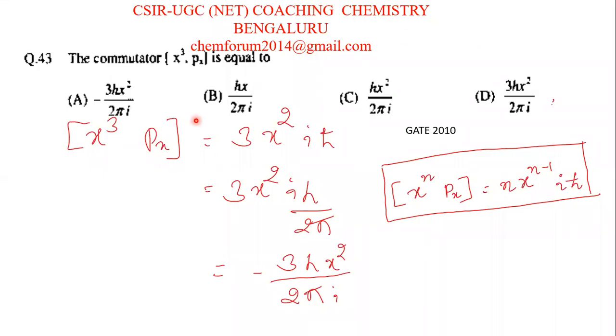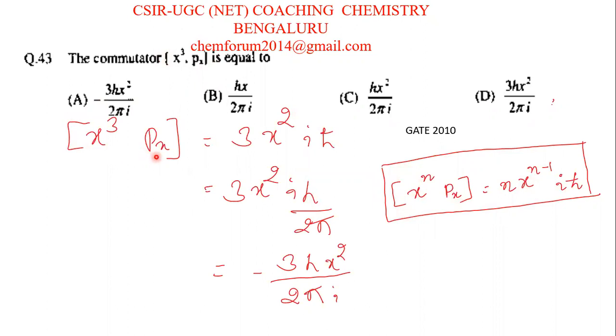In this session, a few problems on commutator relationships are presented here. We need to find the value of the commutator [x³, px]. For this to be solved, we need to know this relation: the commutator of xⁿ with px is equal to n times xⁿ⁻¹ iħ. So use this formula and just write it according to it.